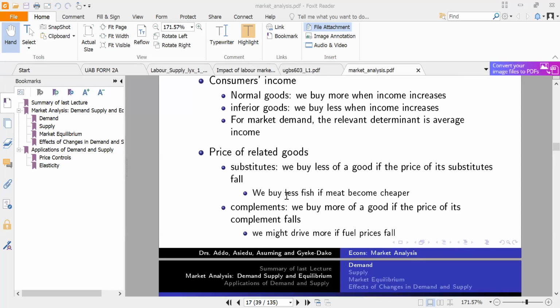This example, I know it's in the textbooks, but I don't believe we buy less fish if meat becomes cheaper. Do you guys think so? It's people's preferences also. It's taste and preference. Okay. But I believe we can look at the Coke and Pepsi issue. Coke and Pepsi are substitutes.